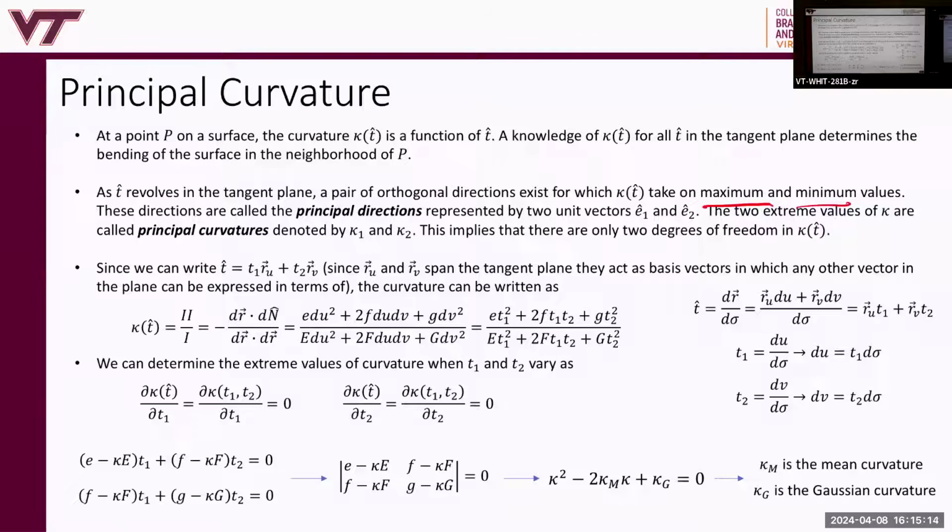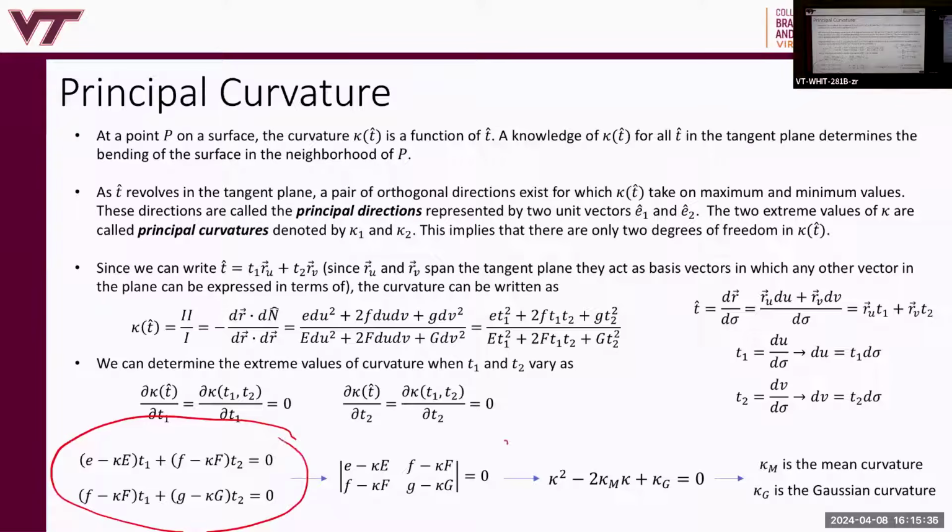So how do we do that? We differentiate our kappa with respect to T1 and set that equal to 0, because we're looking for the extremum, right? So the partial of kappa(T1, T2) with respect to T1, we set that result equal to 0. Same thing with respect to T2. In doing that, you derive these two expressions.